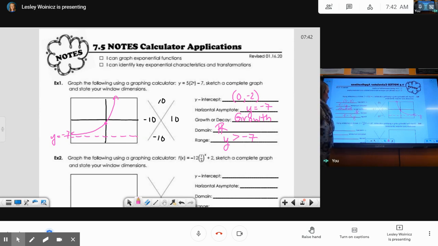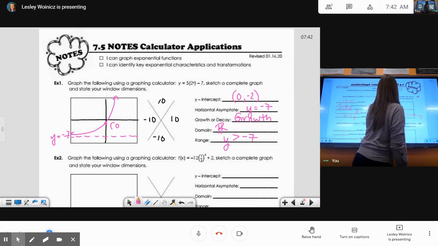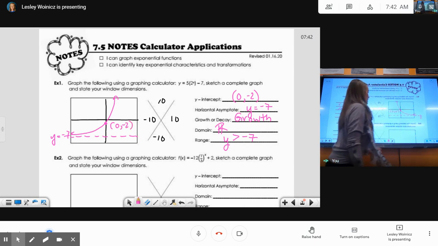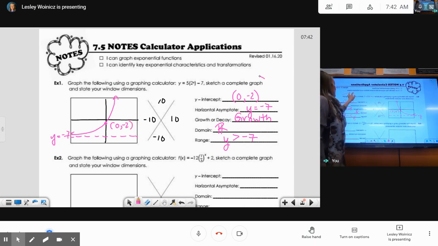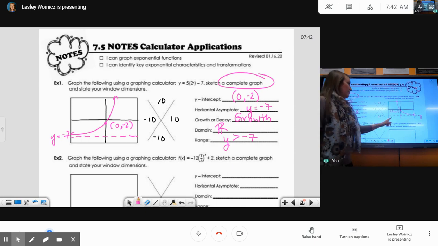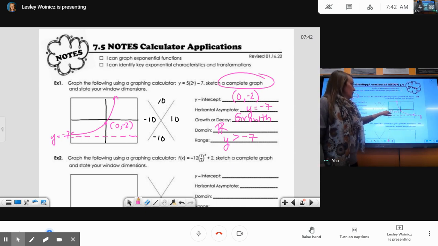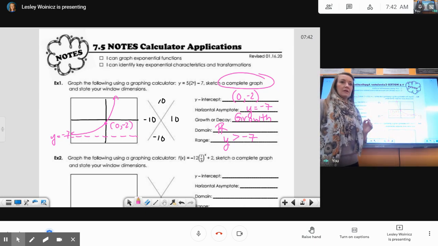And we have to label this point, 0, -2. Okay, so that is what it means by saying a complete graph. I have my axes, I have my asymptote, I have my y-intercept, and my asymptote and intercept are labeled. That's what it means, complete graph.